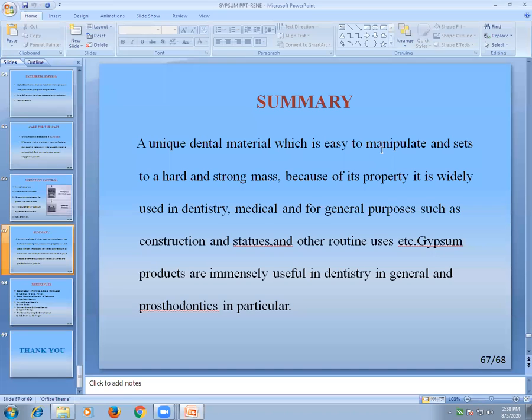Now, to summarize the topic, gypsum is a unique dental material which is easy to manipulate and sets to a hard and strong mass. Because of its properties, it is widely used in dentistry, medicine, and for general purposes such as construction, statues, and other routine uses. Gypsum products are immensely useful in dentistry in general and prosthodontics in particular. So this is all.